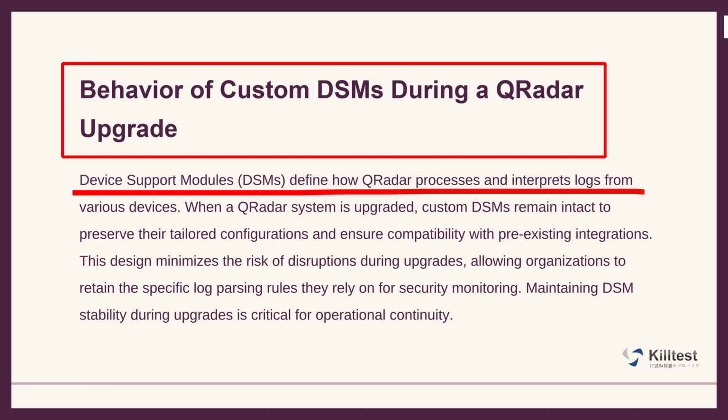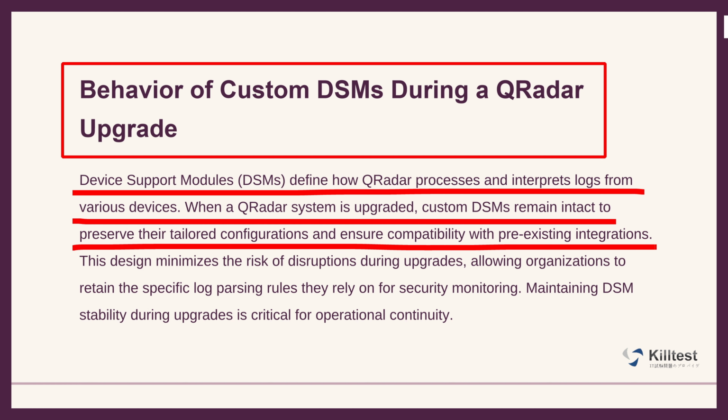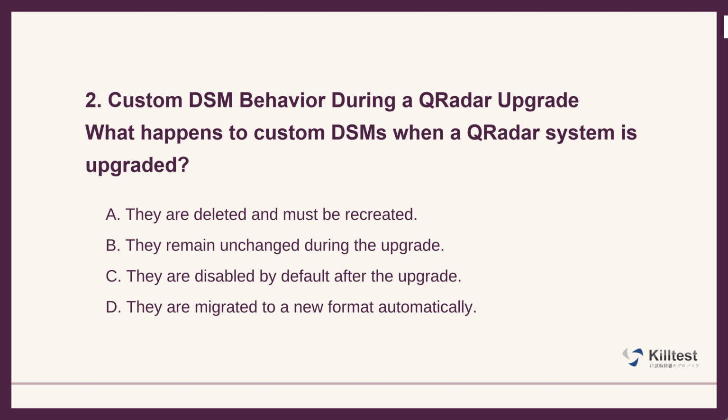Custom DSMs are not changed during upgrades, which means all your custom configurations and log parsing rules remain exactly as they were. This ensures that your system continues to process logs as expected without any extra work after the upgrade. So, the correct answer is custom DSMs stay the same during an upgrade. This ensures you don't lose your specific log parsing settings, saving you from reconfiguring everything.